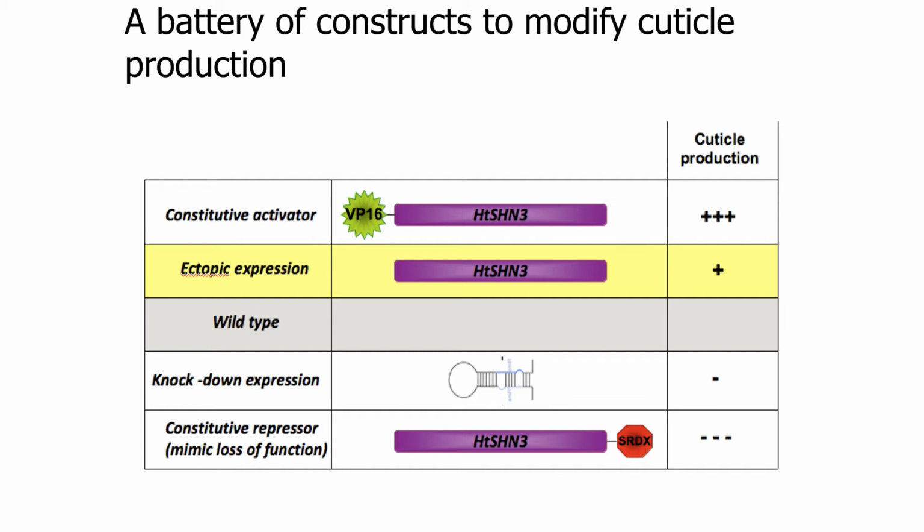And we've made a battery of constructs with a constitutive activator that should give us lots of extra cuticle, a straightforward ectopic expression construct for a bit more cuticle, a knockdown for a bit less, and a constitutive repressor for a lot less. And the idea is that we put all of these into our plants, we make a lot of transgenic lines. These things all vary in their expression as well, just because of positional effects in the transformation process. And the end result is a lot of different lines with a lot of differences in the amount of cuticle they produce, all of which we can compare cuticle thickness to the model, to the pattern we get, and see how it all fits together.